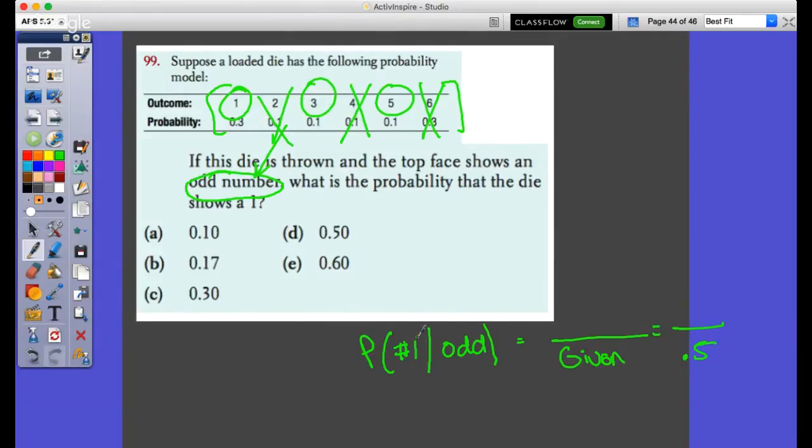What is the probability of the number 1 given that? Well, the probability of the number 1 is 0.3. So this is the part over the given. So the part is 0.3 over 0.5. And when I do 3 over 5, we get 0.6 or 60%. And that would be E. Cool. Awesome. And that's how we would focus in on it.